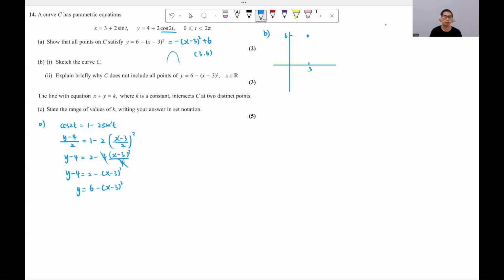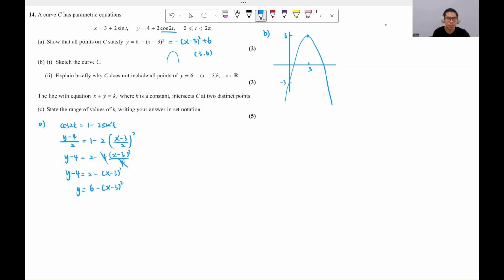And then the y-intercept is when x equals 0. So 6 minus (negative 3) squared, so 6 minus 9 is negative 3. So the y-intercept is somewhere here, and it'll look roughly like this. But always be careful. This is a parametric equation. It's all about domain and range.